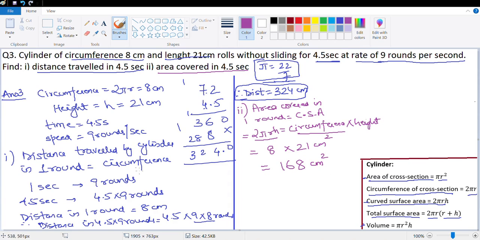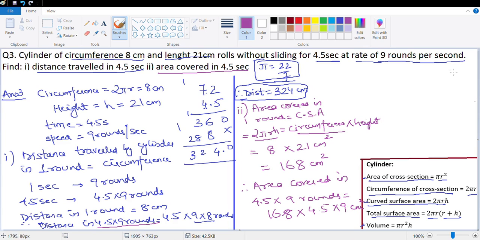How many rounds happen in 4.5 seconds? It is 4.5 into 9 rounds. Therefore area covered in 4.5 into 9 rounds will be equal to 168 into 4.5 into 9 centimeter square. Let's do this calculation. This is 168 into 9 into 4.5.